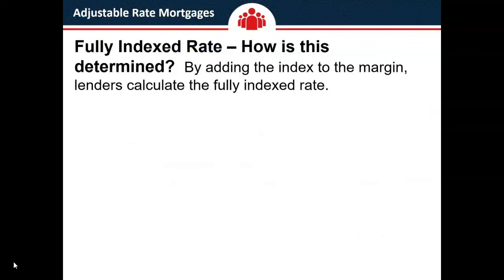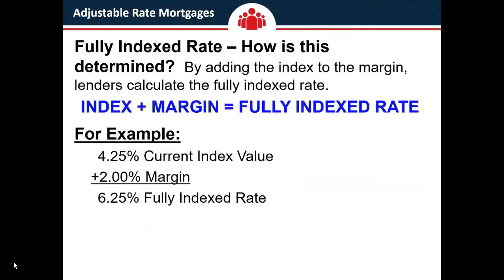Fully indexed rate, I just want to make sure you get that. How is the fully indexed rate determined? By adding the index to the margin. The index plus the margin equals the fully indexed rate. So say we have an index of 4.25 and a margin of 2%. That means the fully indexed rate is going to be 6.25%. You simply add the index to the margin to determine what the fully indexed rate will be.